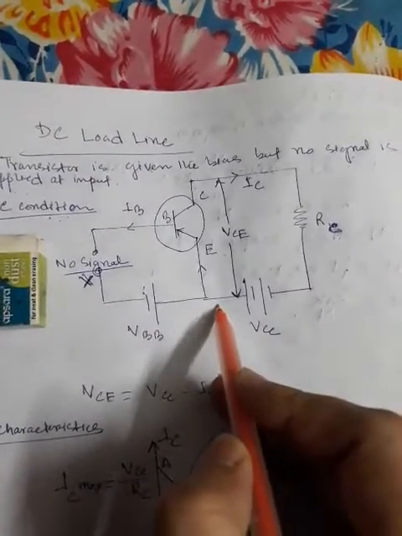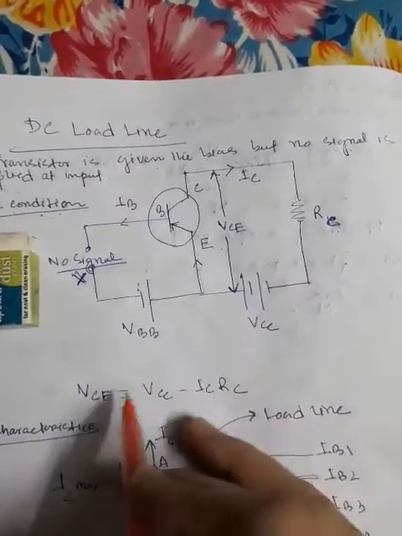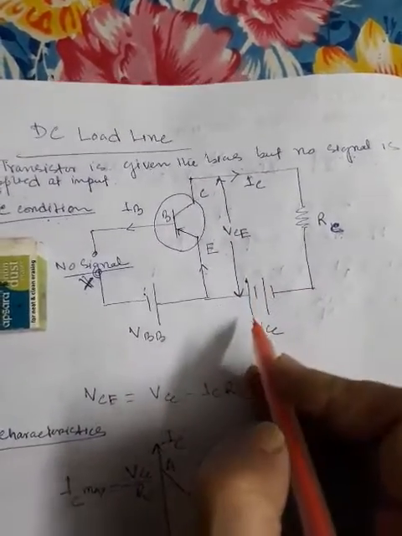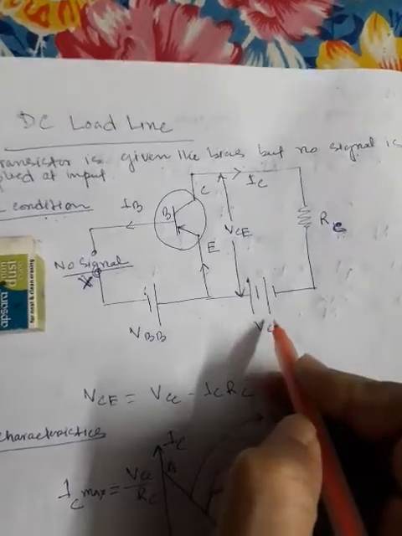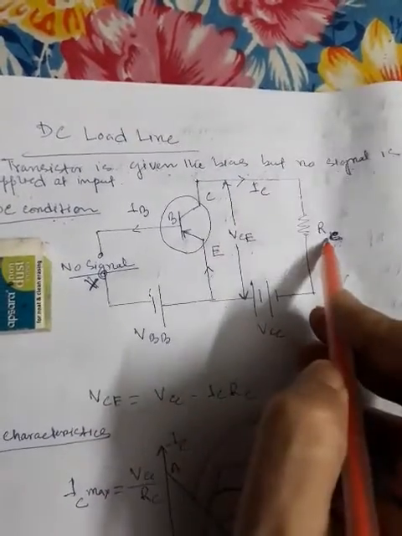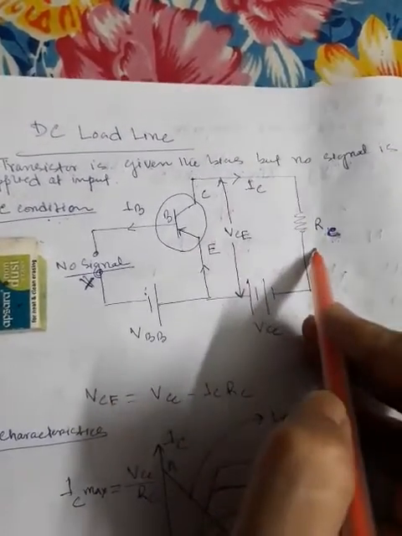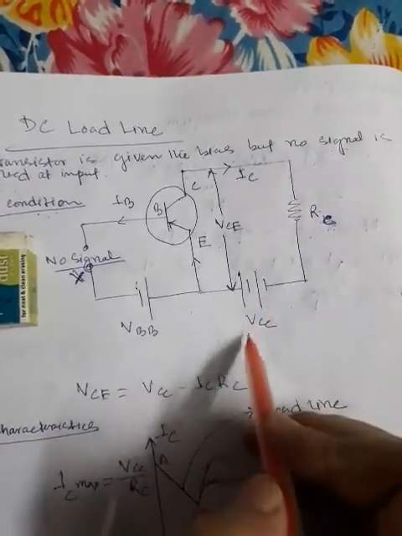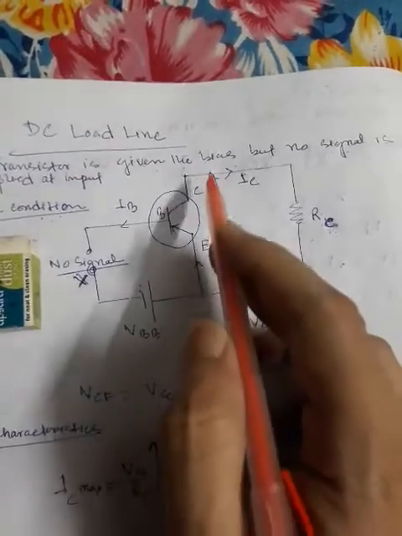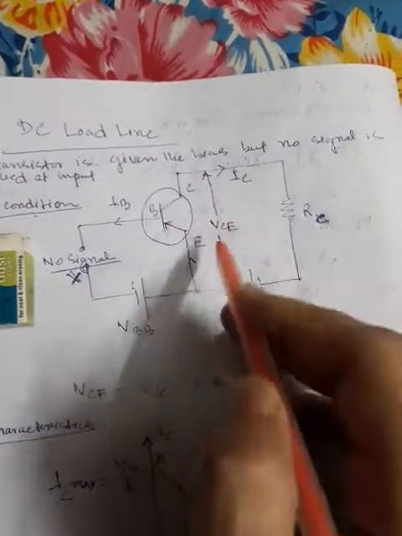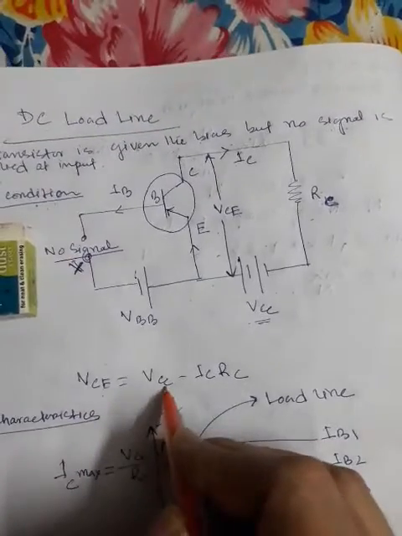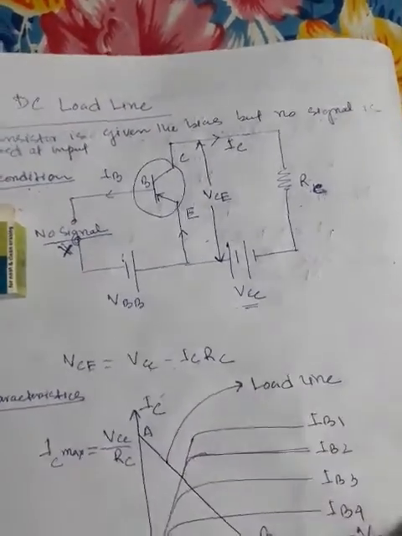Now, in this particular condition, VCE, that is the collector emitter voltage, will be equal to VCC minus IC into RC, that is, the collector current flowing across the collector resistance. This particular voltage drop, if we subtract it from VCC, we will get the resultant collector emitter voltage. So we can write VCE equal to VCC minus IC RC.